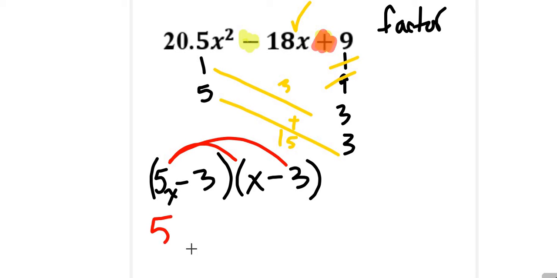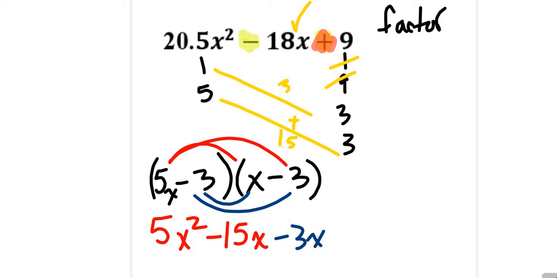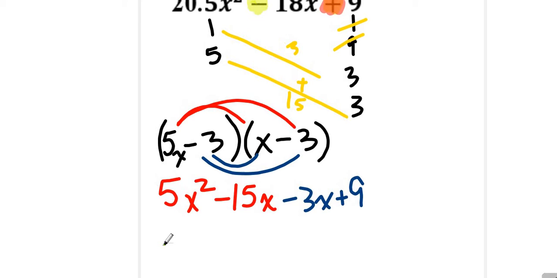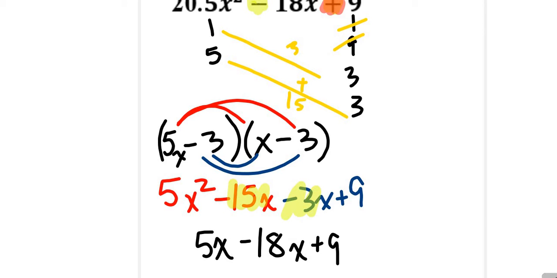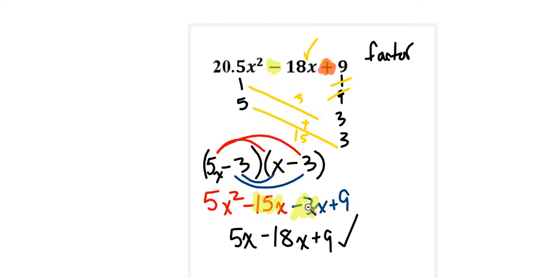So foiling, that's going to be 5x squared minus 15x. Foiling this way, negative 3x, plus negative 3 times negative 3, 9. Now we just combine like terms, and I get 5x squared minus 18x plus 9, and there is my check. It matches. It's always good to go back, factor, and check.